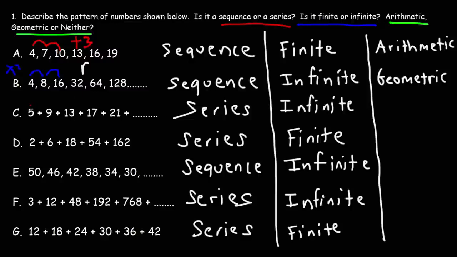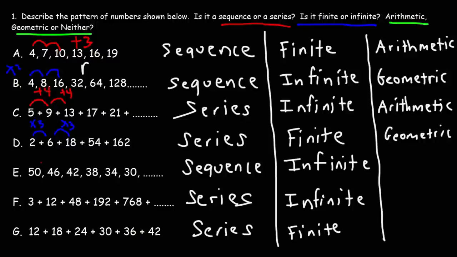For answer choice C, going from 5 to 9, that's plus 4. And from 9 to 13, that's plus 4. So we have a common difference. So this is going to be not an arithmetic sequence, but an arithmetic series. For answer choice D, going from 2 to 6, we're multiplying by 3, and then 6 times 3 is 18. So that's a geometric series.